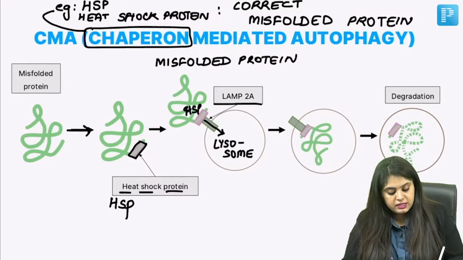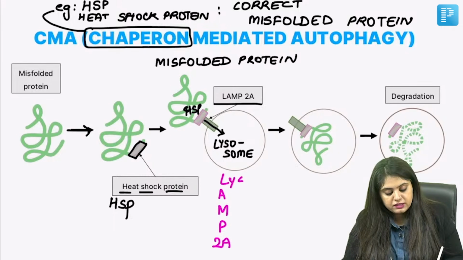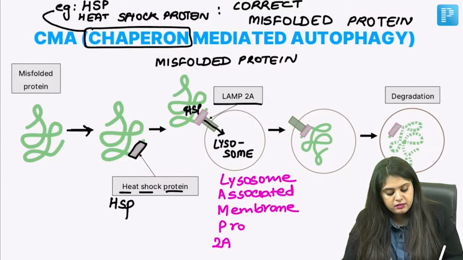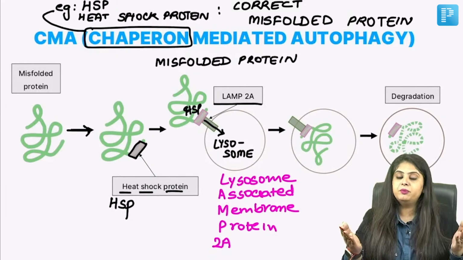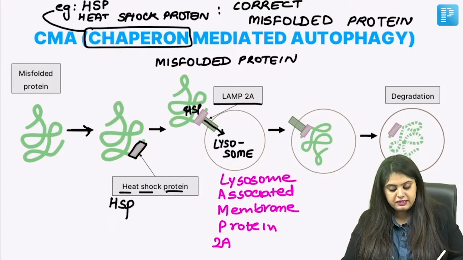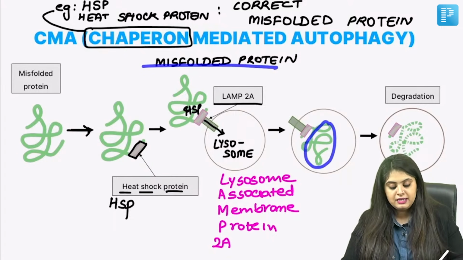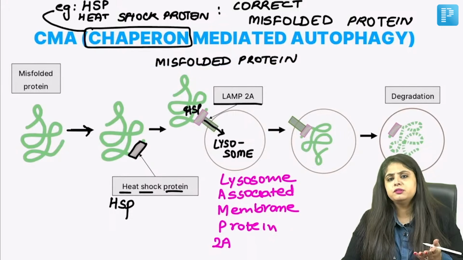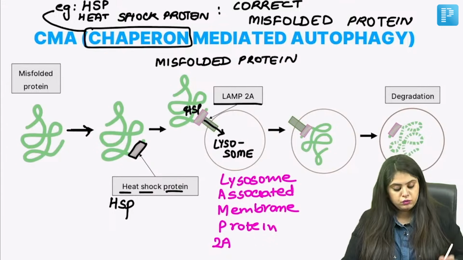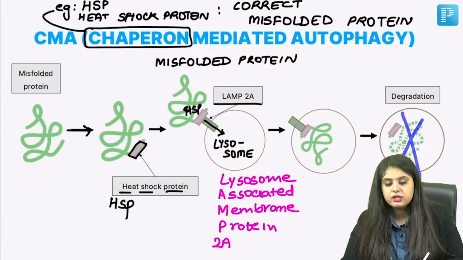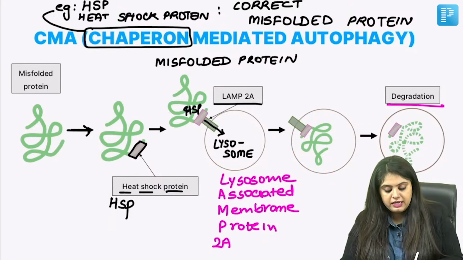And what is that door? It is known as LAMP 2A. LAMP is what? Whose door is it? It's the lysosome's door, ma'am. So lysosome associated membrane protein. This door you have to open. When you open this door, now that student, the misfolded protein, and the teacher, the heat shock protein, have gone inside the principal room, and what will the principal say? The child is not listening, chuck him out of school. What has the lysosome done? Lysosome said, chuck the student out of school. The protein has been degraded.